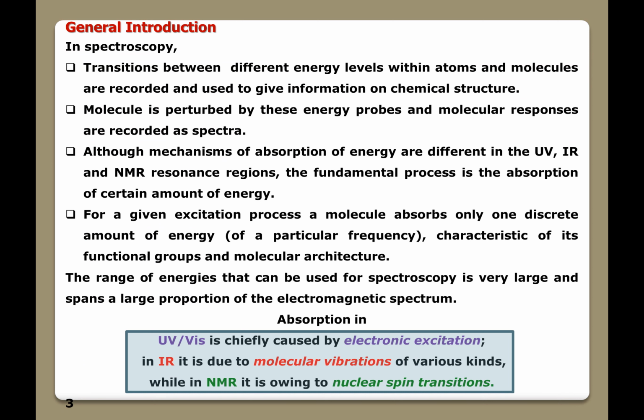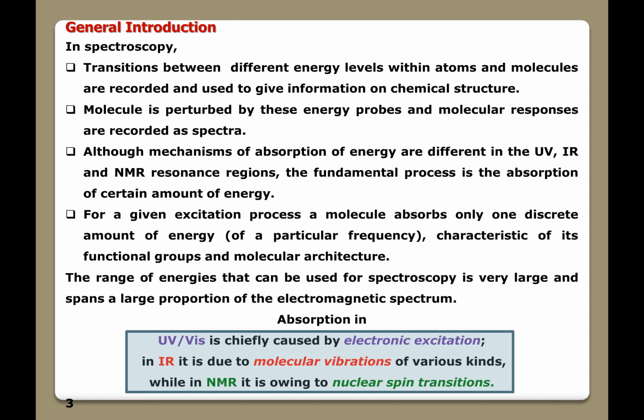Now, in spectroscopy, transitions between different energy levels within the atoms and molecules are recorded to give useful information on chemical structure. Molecule is perturbed by these energy probes, and molecular responses are recorded as the spectra. Different spectroscopies have different mechanisms. For example, in UV, you see the transition of electrons from ground state to excited state, while in IR, it is the vibrations of the bonds which help you to recognize the functional groups.